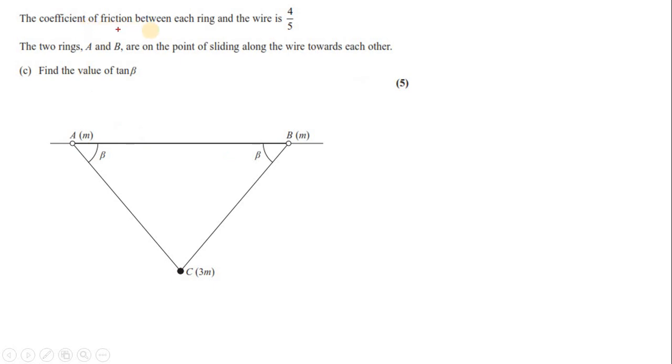So they are saying the coefficient of friction between each ring and the wire is 4 by 5. The two rings are about to slide towards each other. That means they will be moving towards each other, so that will be the direction of motion. This statement is important because it gives us an idea about the friction force. Because they are about to move towards each other, on the wire, friction will be in the opposite direction. So that will be the direction of friction, like this.